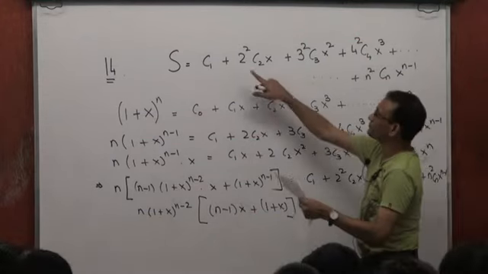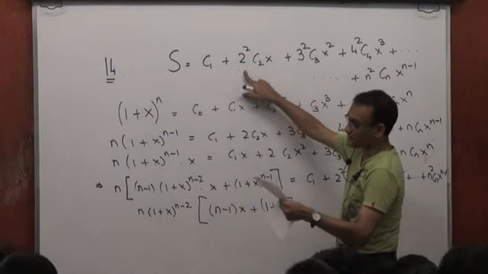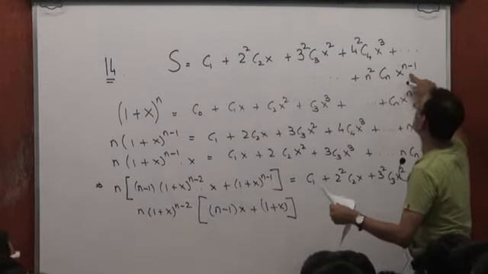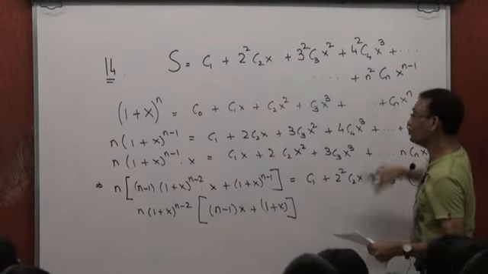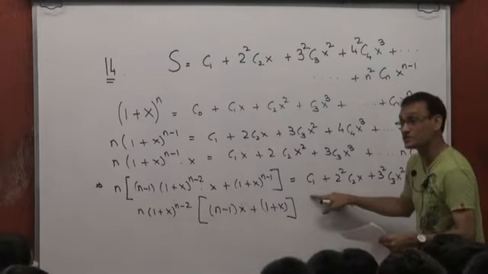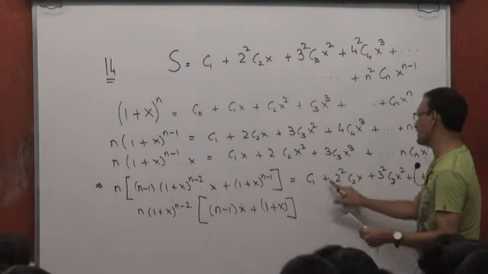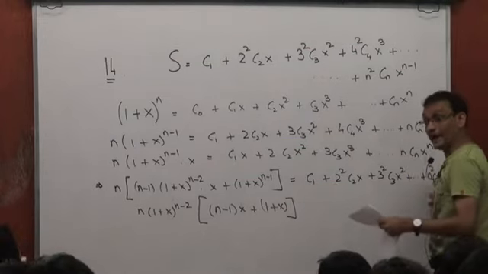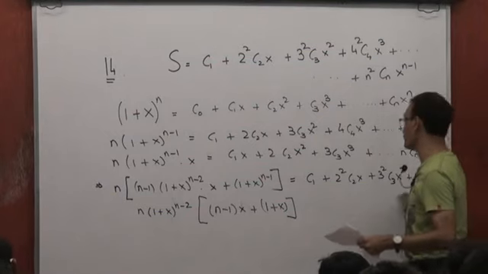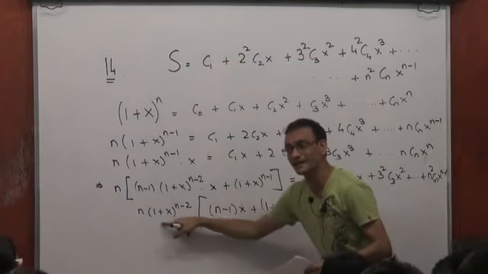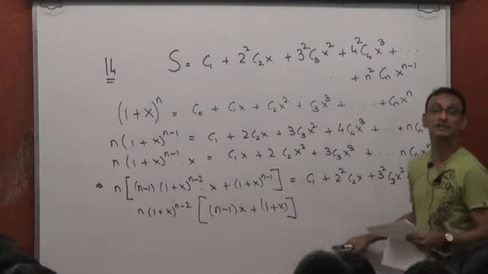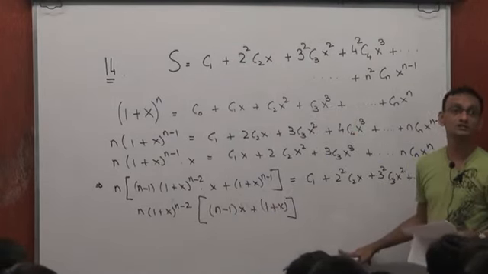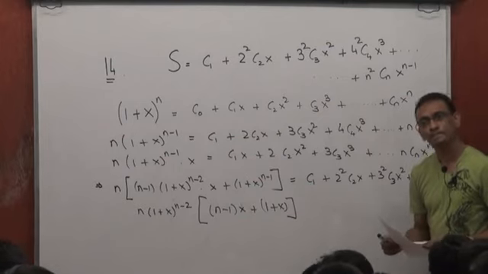To get the value of C1 minus 2 squared C2 plus 3 squared C3 and so on plus n squared Cn, what would you do? Put x equal to minus 1. You get C1 minus 2 squared C2 plus 3 squared C3 and so on. If you put x equal to minus 1, this becomes 0. So this becomes 0 on plugging in x equal to minus 1. Very simple.